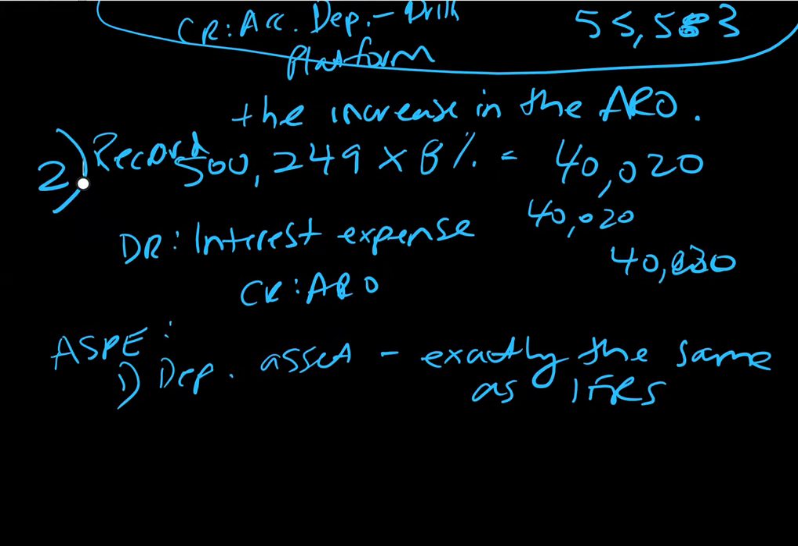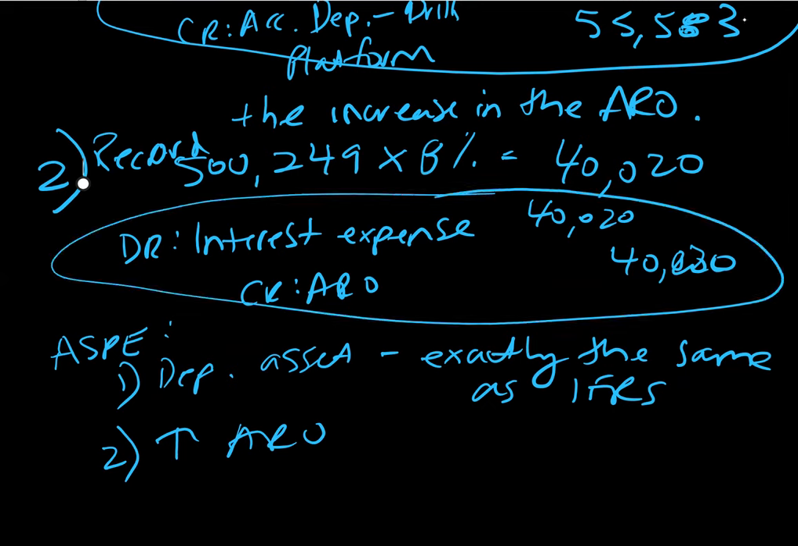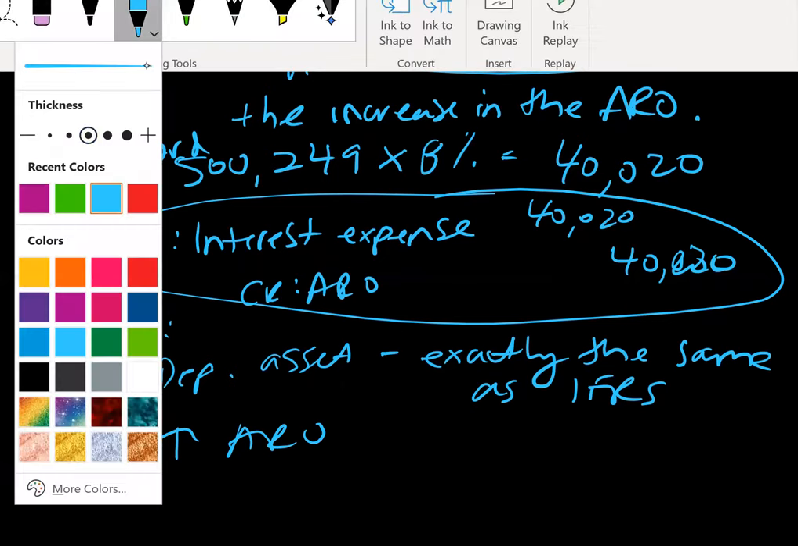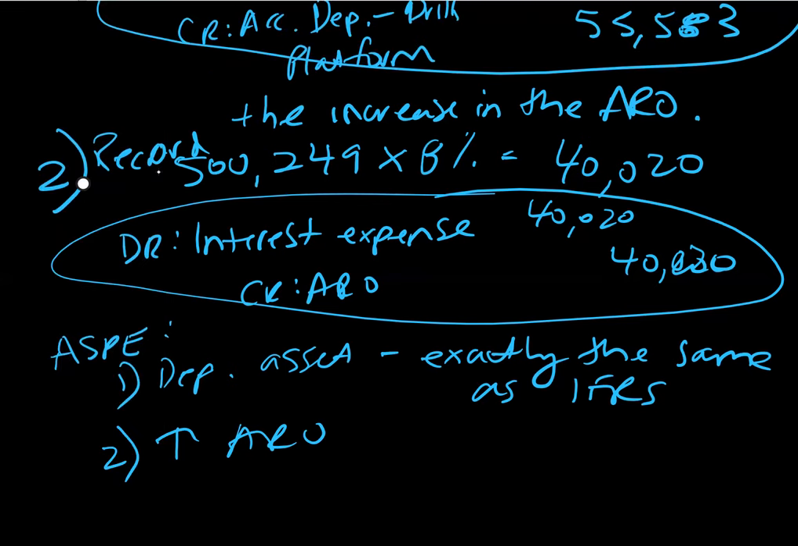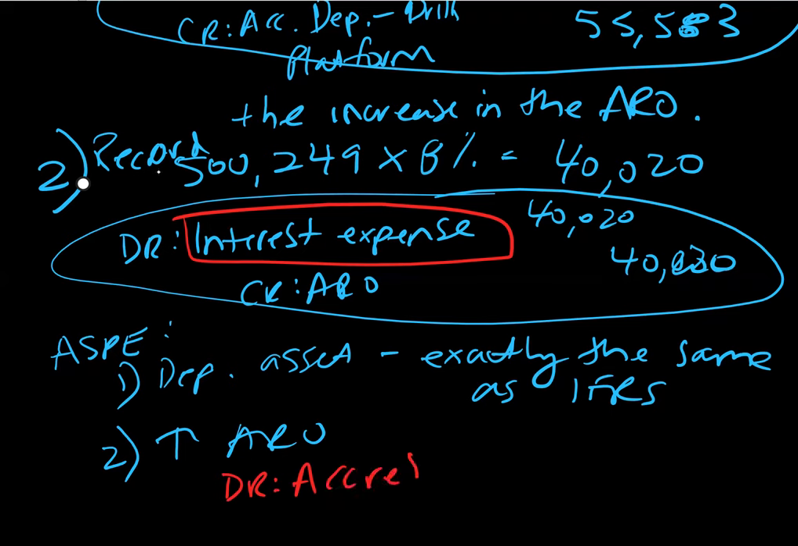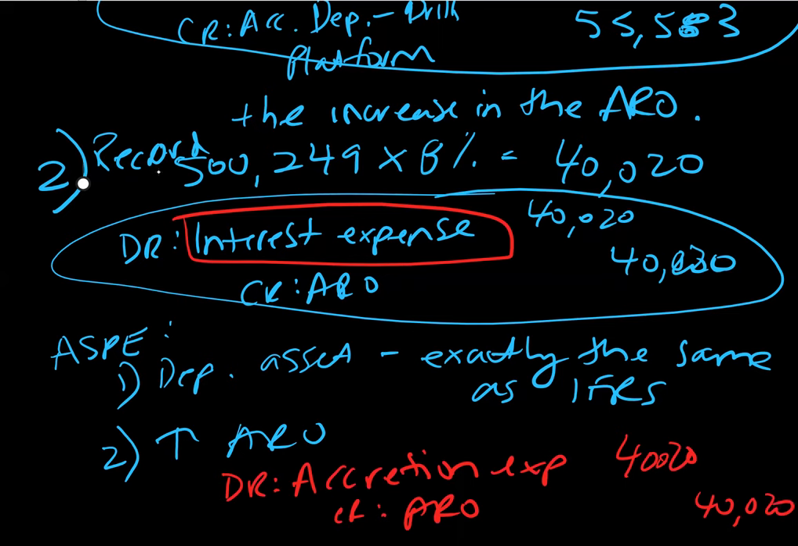Now, the second entry, which is going to be increase the ARO, is exactly the same as our entry here as well, except we're going to hit a different account. So let's see what that looks like. So this account here under IFRS is going to be, under ASPE, debit accretion expense. So ASPE uses the terminology accretion expense instead of interest expense. So that's the debit here, 40,020. And then the credit is still going to go to the ARO, 40,020.